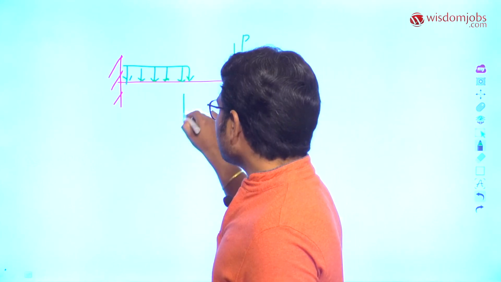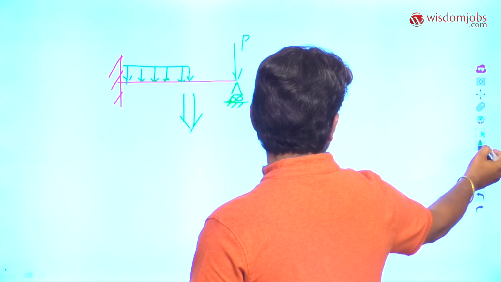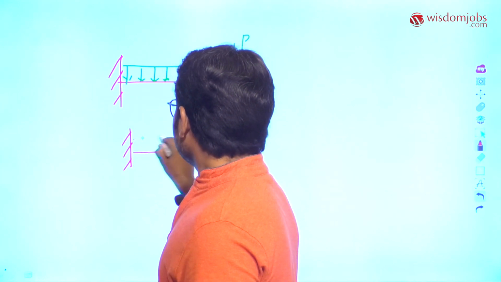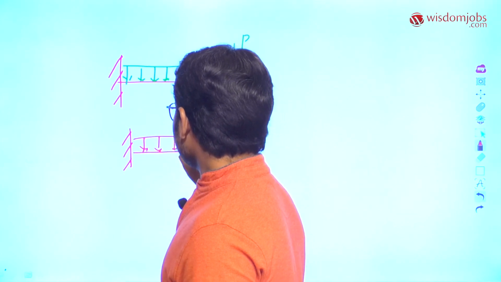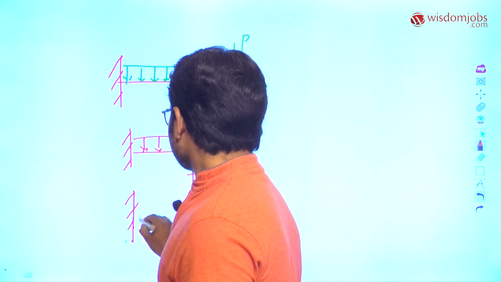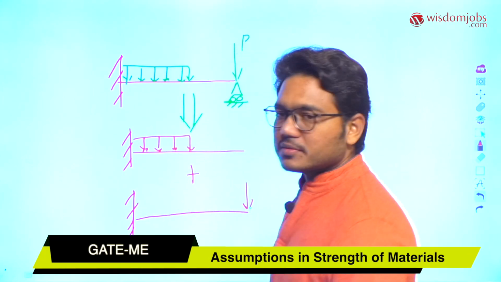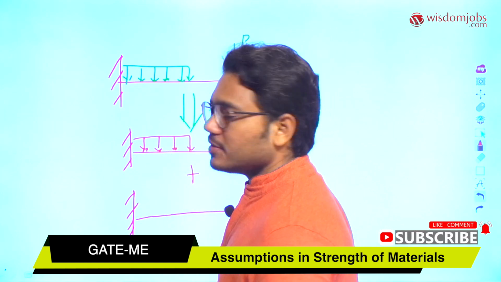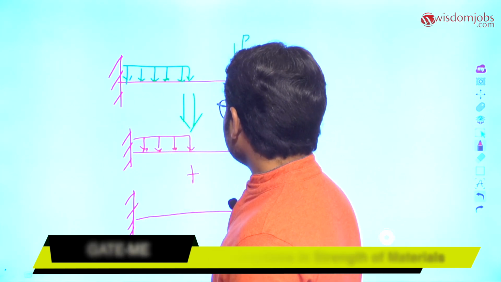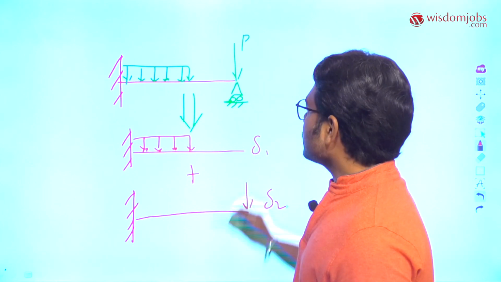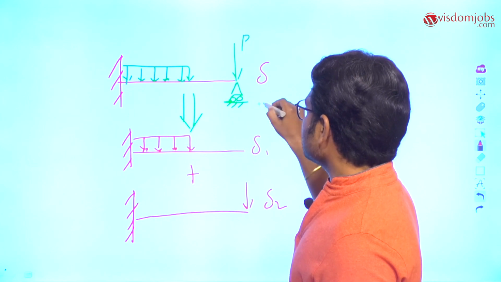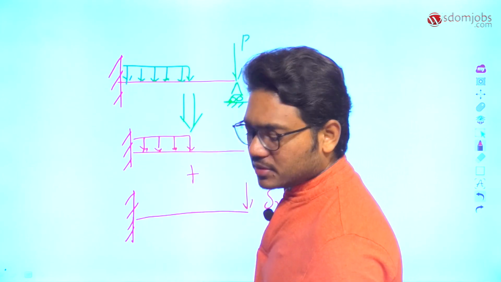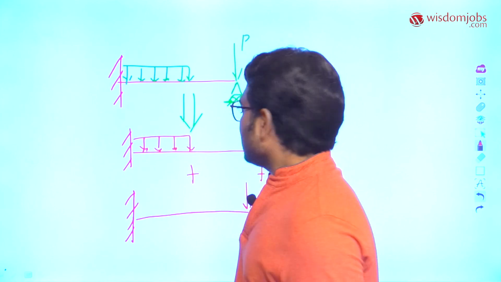Basically, this beam can be put in such a way that we can solve it separately. That is, a beam with UDL, and also a beam with point load. Whatever deflection you get from this and whatever deflection you get from this, club it together. Suppose the deflection from this is delta 1 and from this is delta 2. Then the deflection here will be equal to the sum of these two. So in solving such kind of loading, we will be using this particular assumption.